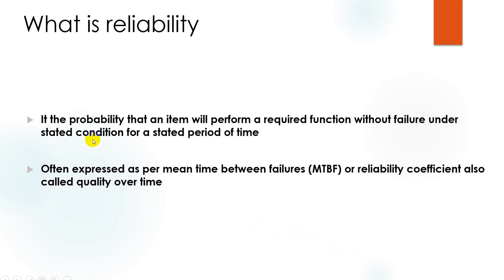Then the important question: what is reliability? As we mentioned before, reliability is the probability that an item will perform a required function without failure under stated conditions for a stated period of time. That means you keep running this equipment or this part without failure. How long does it take to fail? What is the probability of running this equipment without failure in this period of time?